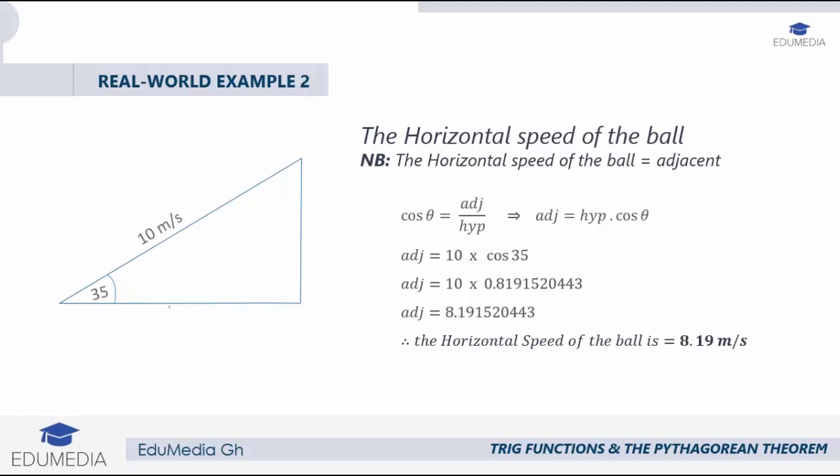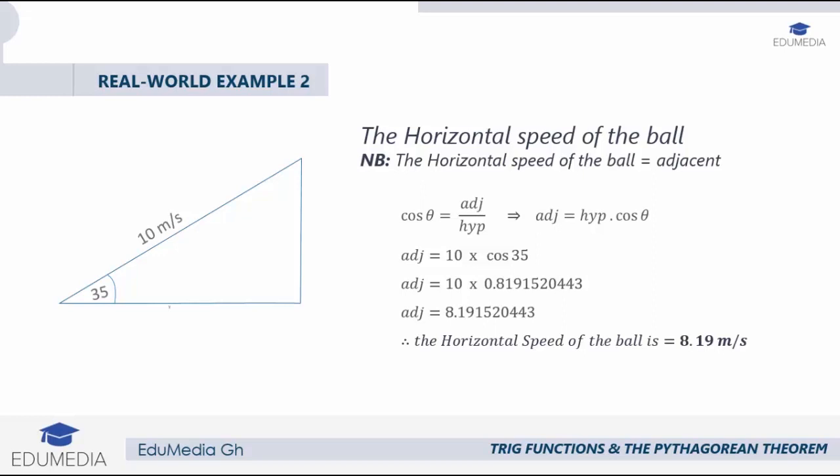The two figures that we got, the vertical speed and the horizontal speed, are both less than 10 meters per second. The vertical speed was 5.74 meters per second, and the horizontal speed is 8.19 meters per second. They're always going to be less than the hypotenuse. This justifies that yes, when you find the cos theta, it is always going to give you a value that is less than 1.